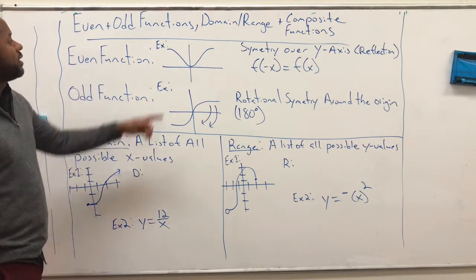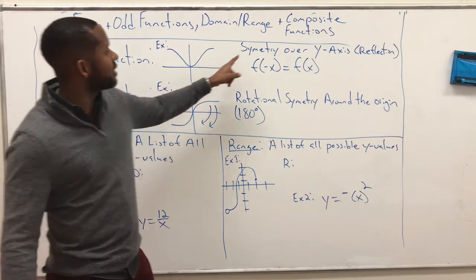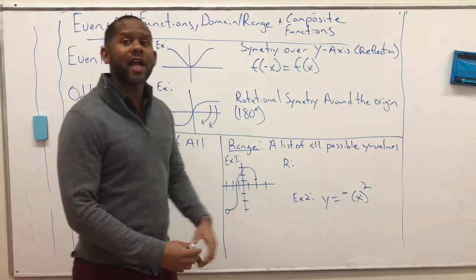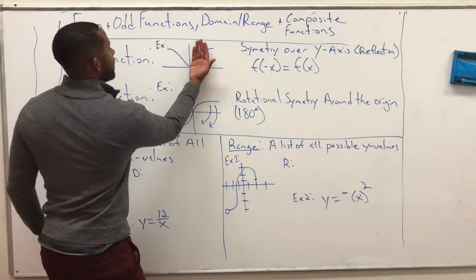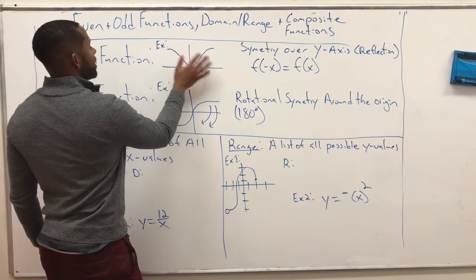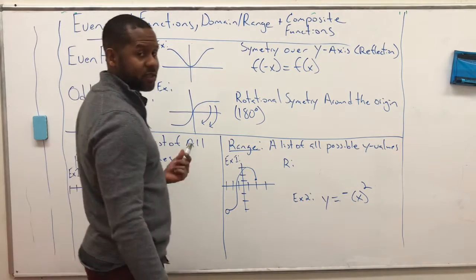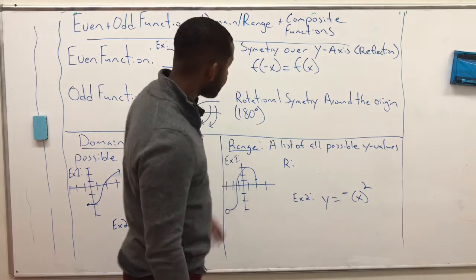Even functions. Here's an example of an even function. Alright? This is an even function because it has symmetry over the y-axis. It's like a mirror reflection, right? If I flip this side over, those two sides would match. They mirror each other across this y-axis. I think you talked about some of that stuff in geometry as well.